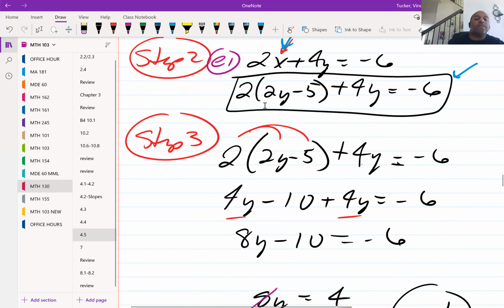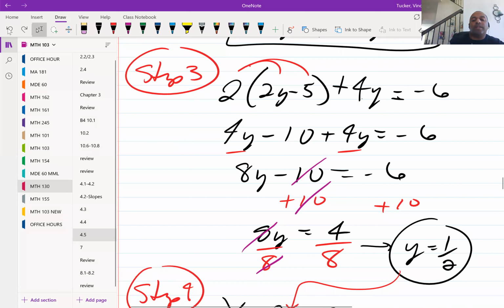All right. Then from there, you try to solve for y, so you add 10 to both sides, and then divide both sides by 8. Y would be equal to 1/2. Questions before we go to step 4?